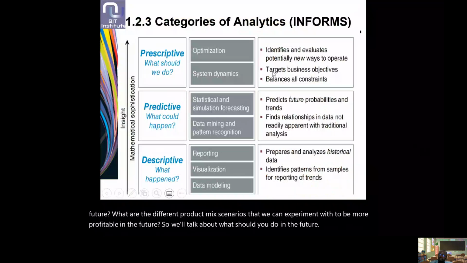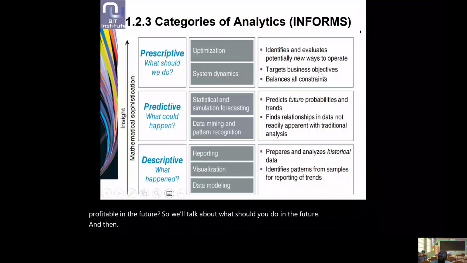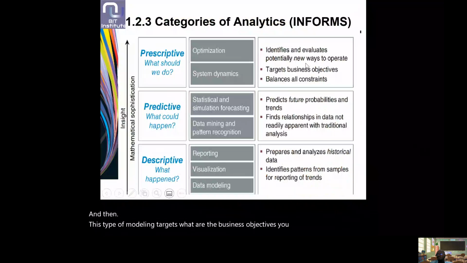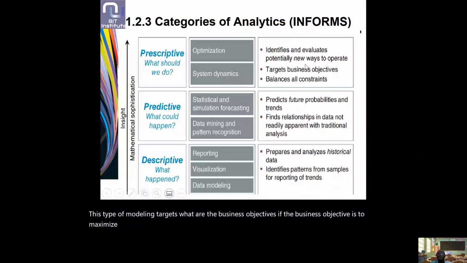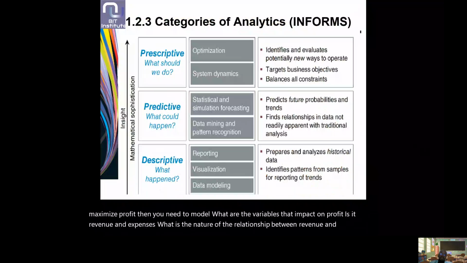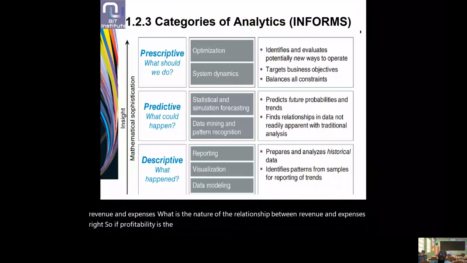And then this type of modeling targets the business objectives. If the business objective is to maximize profit, then you need to model the variables that impact profit. Is it revenue and expenses? What is the nature of the relationship between revenue and expenses? So if profitability is the objective, then your interest is in how to model those variables and the functional relationship between those variables and the profit objective.